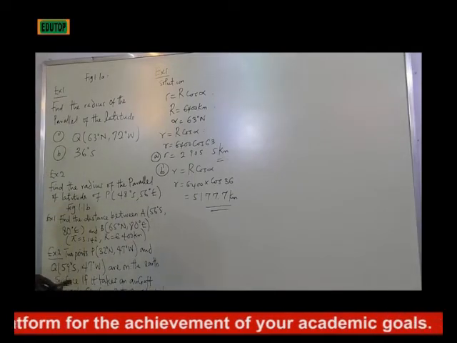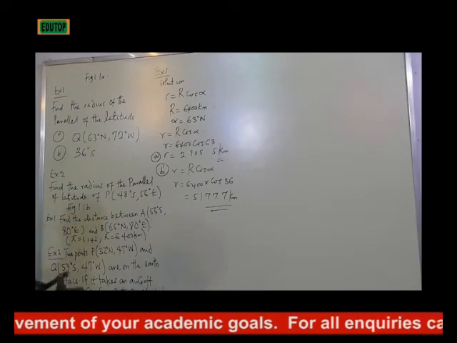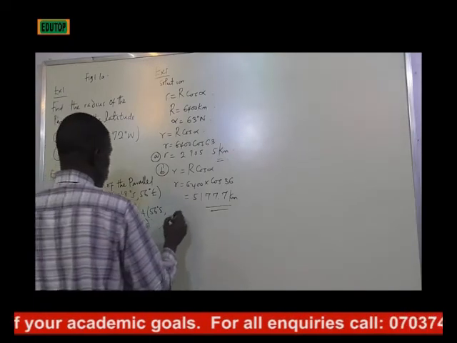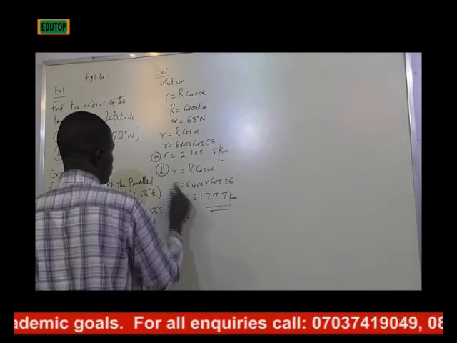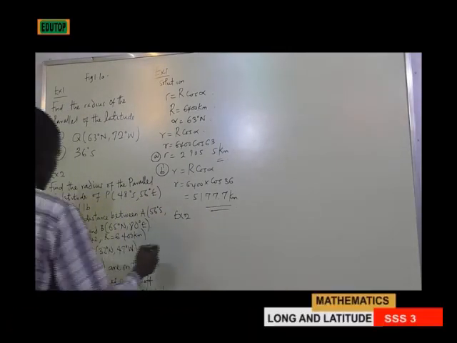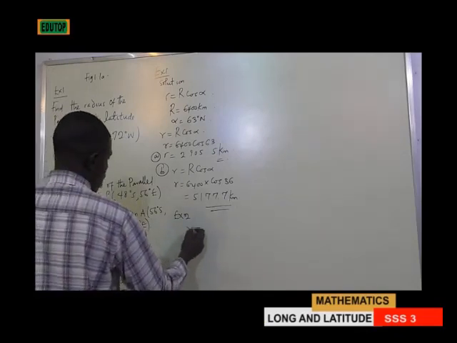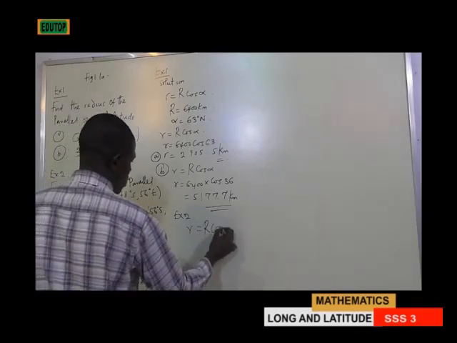So example 2: find the radius of a parallel of latitude of P. Automatically this one is also the same as the one in example 1A. Here we have r equals R cos alpha.